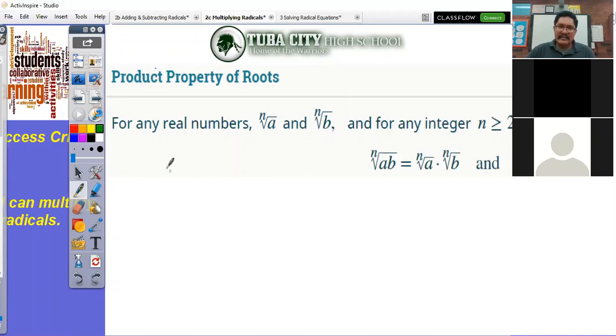So basically all this is saying is that for any real number, so again, this just means it could be anything. With these two numbers, pay attention to the index, because the index is the same, right? They are n. They could be square root, cube root, fourth root, or so on. They could be any number, but as long as they are the same, then you take the radicand. In this case, a is under the radical, b is under the radical, and you just multiply them together.